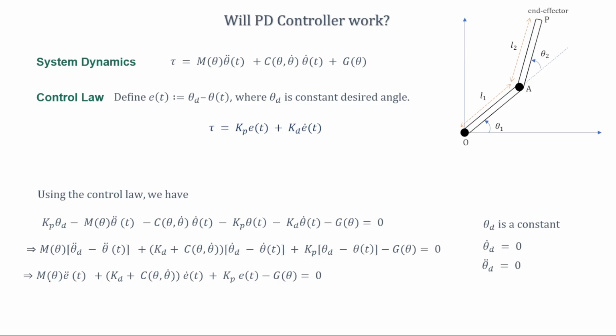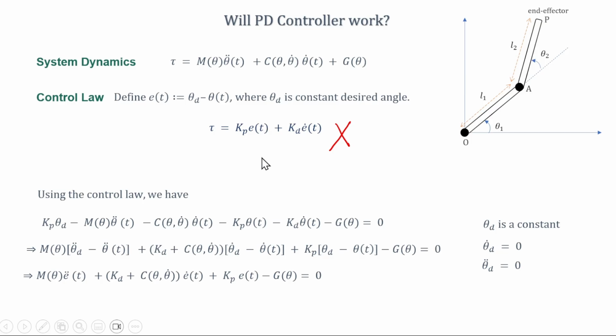And in that case, you can see that this term and this term will go to 0, but you will still be left with Kp into a constant equal to g theta, which is again not possible by the same logic that we have discussed just now. So that means this PD control law is not going to work for us.